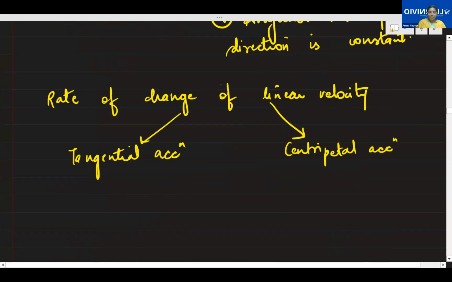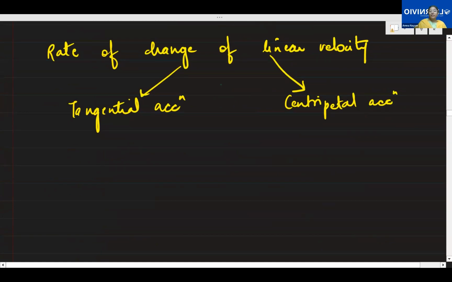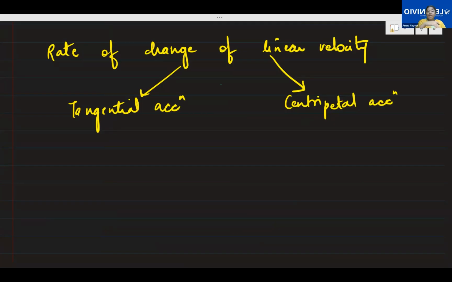Yes, ma'am. Okay. Next is rate of change of linear velocity. This linear velocity that is coming in your circular motion is giving rise to different accelerations. Why? Rate of change of velocity is basically acceleration. So what is tangential acceleration? Two things can change: magnitude and direction. When the magnitude is changing, or the direction is changing, you will have accelerations present in your system.